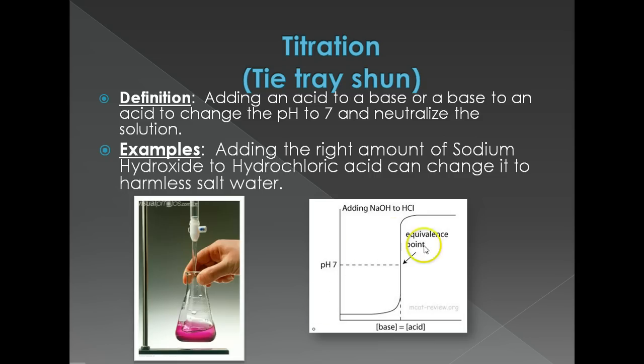So here's an equivalence curve for a titration curve. This is the equivalence point here. This is the point where we've added just enough sodium hydroxide to HCl, hydrochloric acid, to reach the equivalence point where the pH is perfectly 7. Now, if we add one drop above that, the pH shoots up to whatever the base is. So it's very, very difficult sometimes to find the equivalence point.